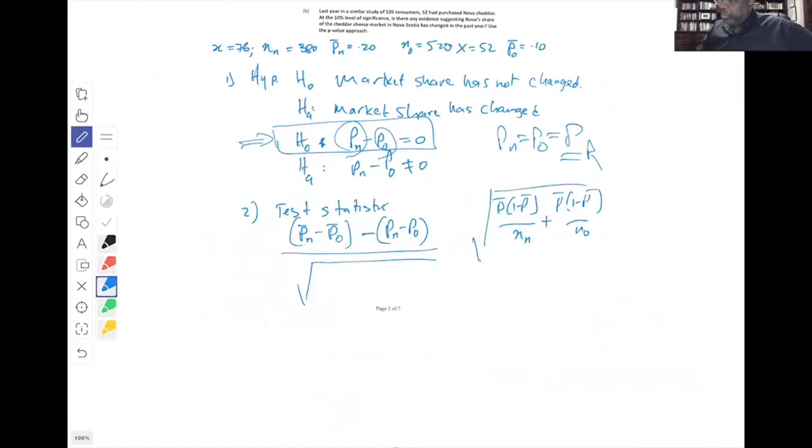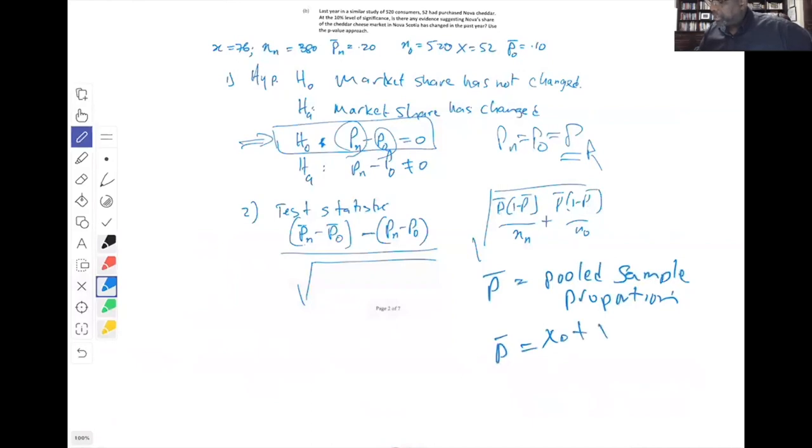P bar is called the pooled sample proportion. All these things keep coming up there. We calculate it as follows. P bar is equal to X, in this case, X old plus X new over N old plus N new. So what we're doing is combining the two samples together, all of the people who bought cheddar from the two samples, and the two sample sizes, creating a single sample. And that will give us what we're looking for. And we call that P bar.